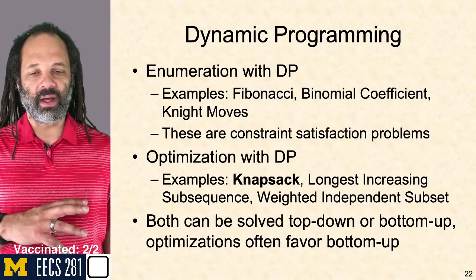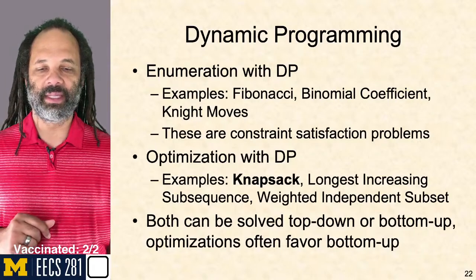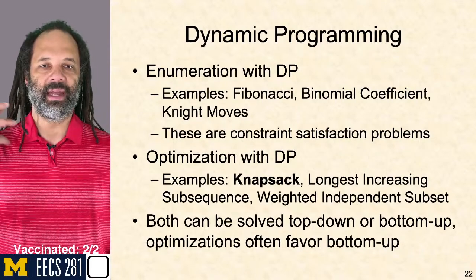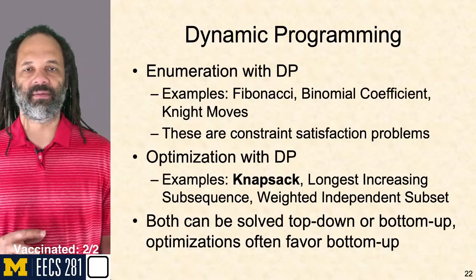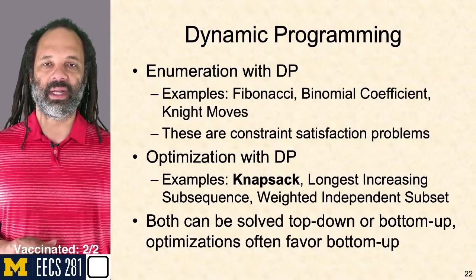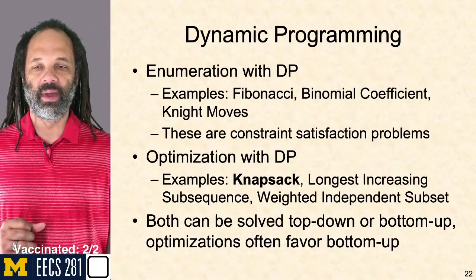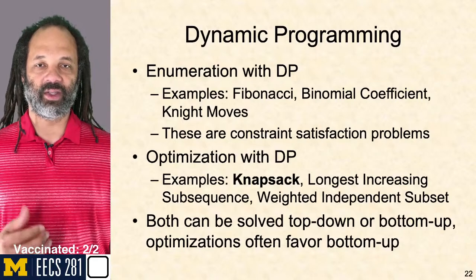Both of these can be solved top down or bottom up, but we'll see how often our optimizations are going to favor the bottom up, because we can start with the small values and it's easy to think of them that way. It doesn't favor it in terms of being a better way to code it. It's just often easier to come up with a solution from the bottom up when you're doing an optimization.